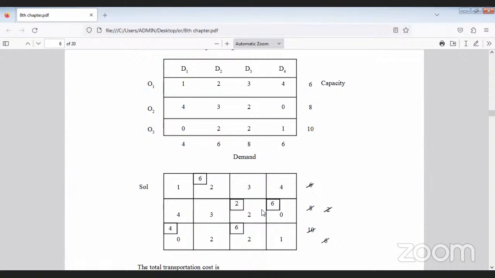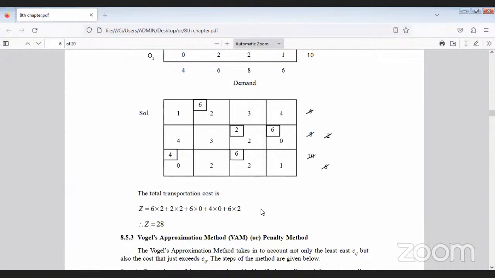If I write 2 here, what remains? 6 remains. Therefore the availability is 0. Then 0 2 2 1. Here I write 4, so 6 remains, so I write availability 6. The total transportation problem is 6. Don't multiply blindly, remember: where C11 is, 6 into 12, 2 into 2, 6 into 0, 4 into 0, 6 into 2. So therefore it is equal to 28.